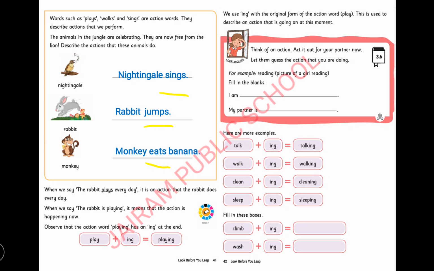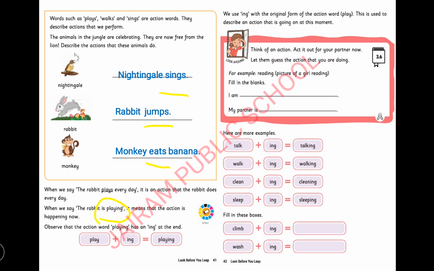Yes. Okay. When we say the rabbit plays every day, it is an action that the rabbit does every day. So plays every day means daily the rabbit used to play. When we say the rabbit is playing, it means it is playing now. The action which is happening now at the moment.